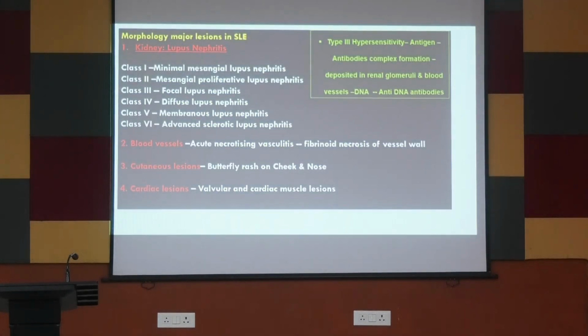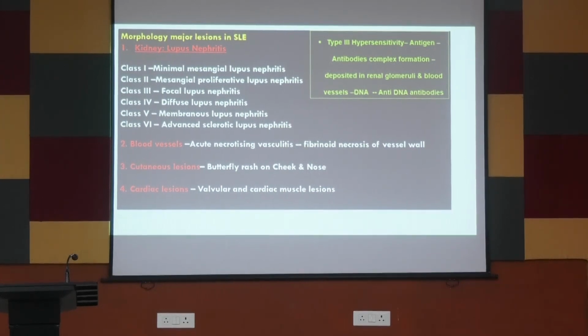Lupus nephritis is important because the whole kidney may be affected, class 1 to class 4, which is very difficult to remember. When you go to the medicine department you only need to know the names: minimal mesangial lupus nephritis, mesangial proliferative lupus nephritis, focal and diffuse lupus nephritis, and membranous nephritis in advanced cases. You have to know this because the kidney is affected. The kidney manifestation of SLE is very important for identification of this disease.